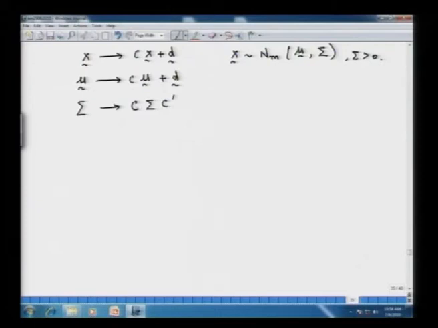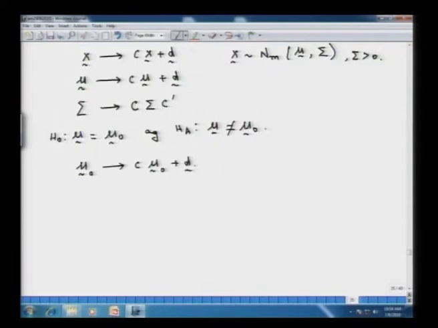Now the T-square statistic comes into existence for testing the null hypothesis of the form mu equal to mu naught against the alternate hypothesis H A, that mu is not equal to mu naught. Mu naught is a known vector. So this known vector mu naught will be shifted to C mu naught plus D.